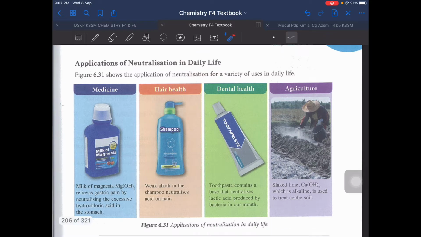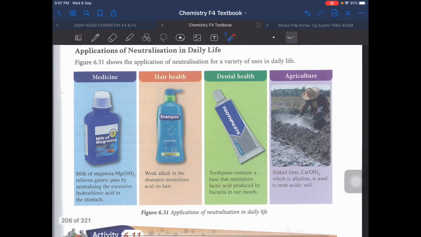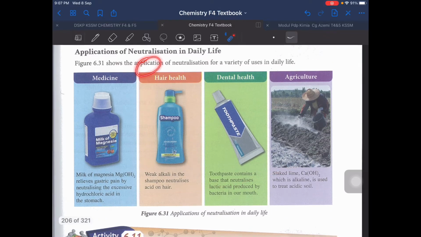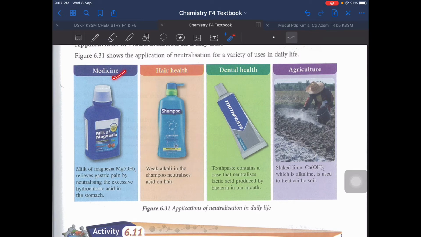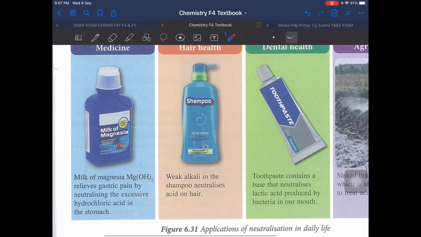So, figure 6.31, these 4 figures showing the application of neutralization for a variety of uses in daily life. Yang pertama, we use medicine. Dan dalam medicine ni, contoh, milk of magnesia, magnesium hydroxide. If you use hydroxide, hydroxide ni adalah alkali. Relieves, okay, melegakan gastric pain by neutralizing the excessive hydrochloric acid in the stomach.